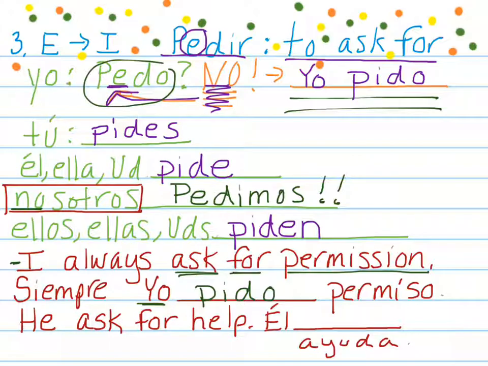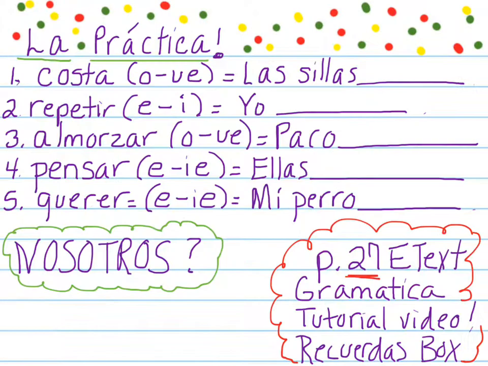This one is he asks. Sorry, it's supposed to be asks for help. Él pide ayuda. Él pide ayuda. So see, it's very simple. On these E to I changers, the stem vowel just changes to an I when you start switching it to different forms of showing different subjects.